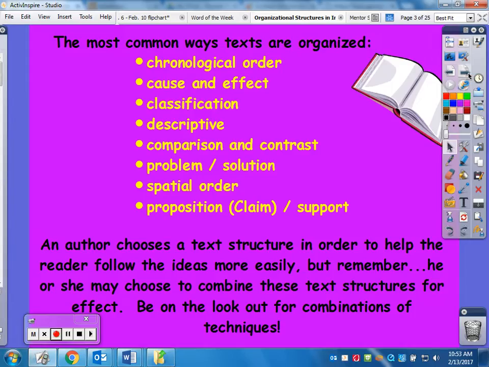But remember, he or she may choose to combine these text structures for effect. Be on the lookout for combinations of techniques. For example, in Chasing Lincoln's Killer, you will see many types of organization in paragraphs. One paragraph may be organized chronologically, and then the next paragraph may be descriptive.